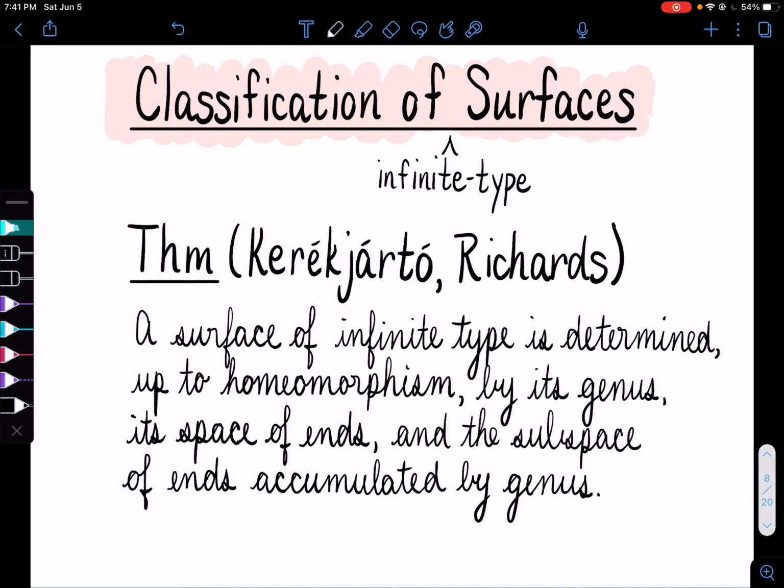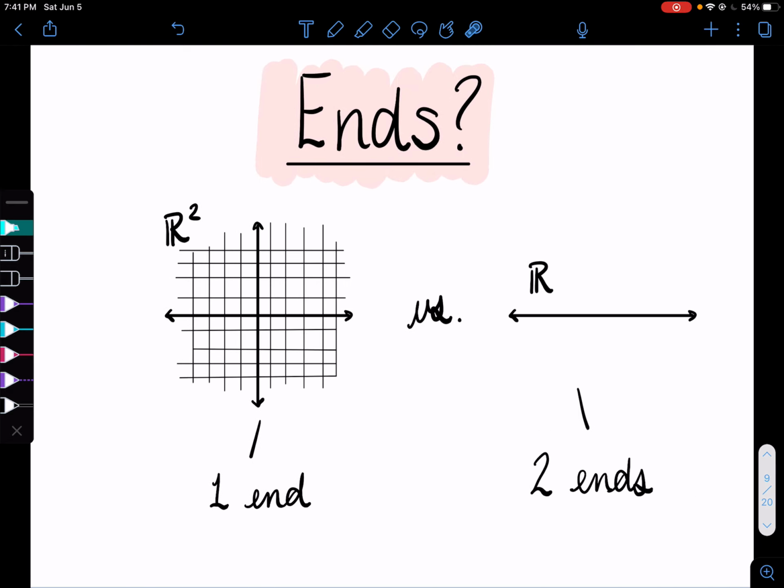by three things. So by its genus, just like before, except now the genus is either some finite number or it's infinite. And then these two other things that aren't just sort of numbers or parameters, they're actually spaces. So it's the space of ends, and then the subspace of ends accumulated by genus. Okay. So I haven't said what I mean by ends, and I'm not going to give a precise definition, but I do want to give some notion of what I mean.